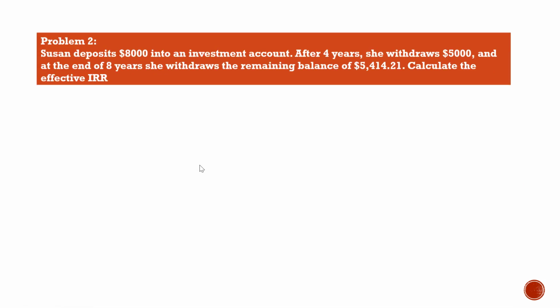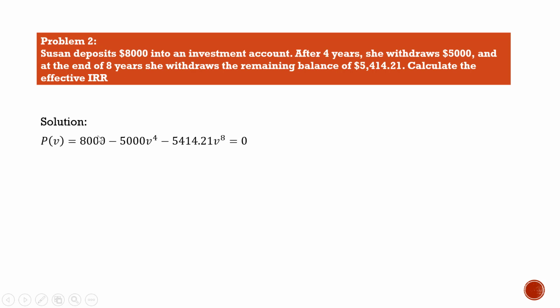Next problem. Susan deposits $8,000 into an investment account. After 4 years, she withdraws $5,000, and at the end of 8 years, she withdraws the remaining balance of 5,414.21. Calculate the effective IRR. For this problem, I'm going to show you two methods to solve it.